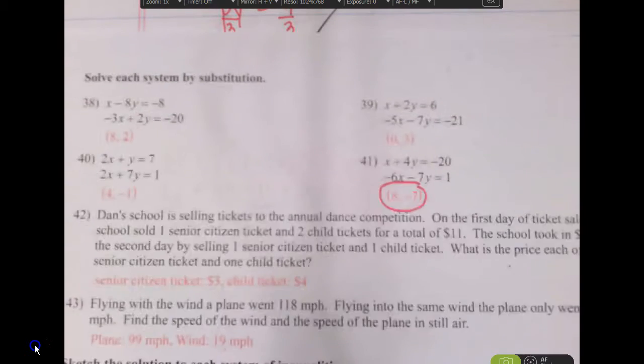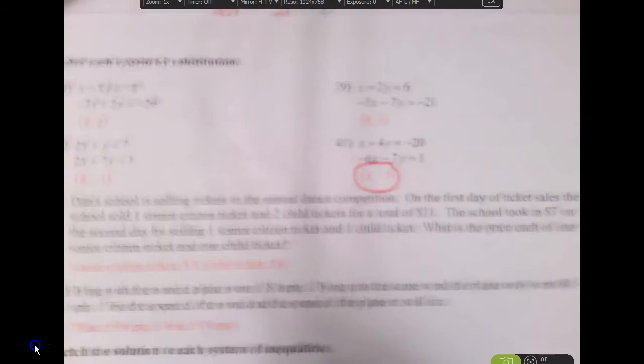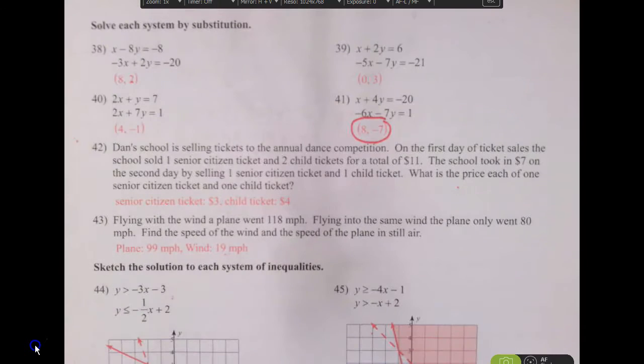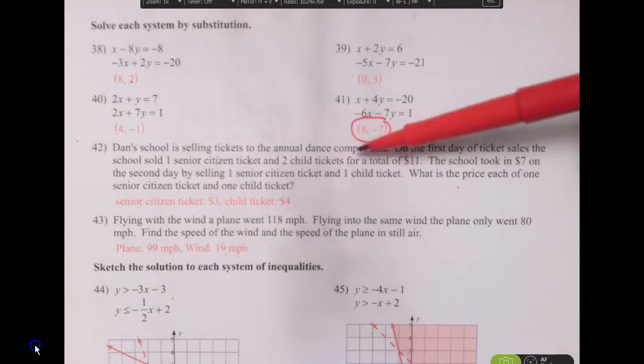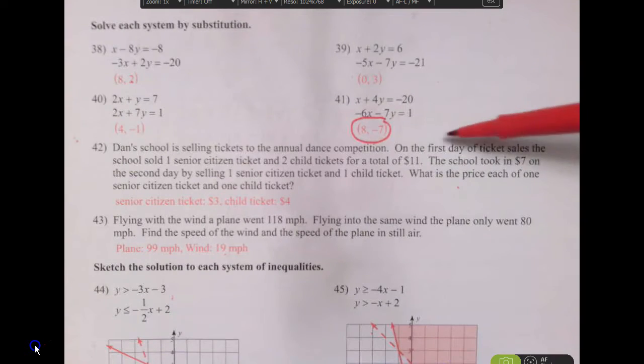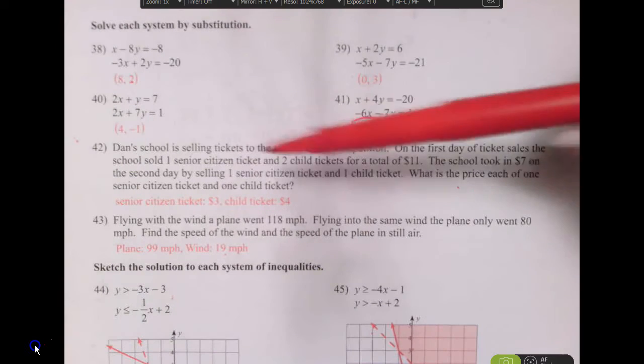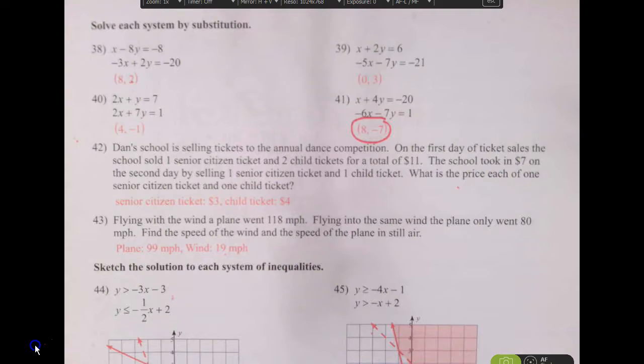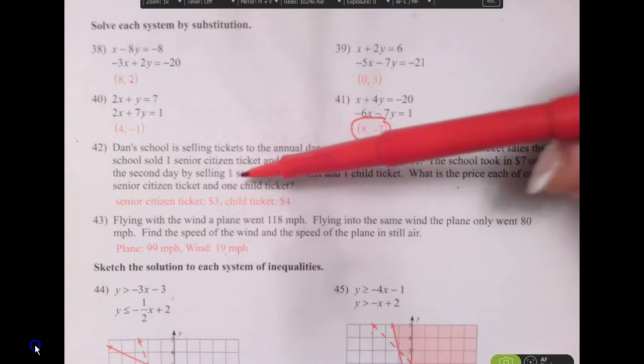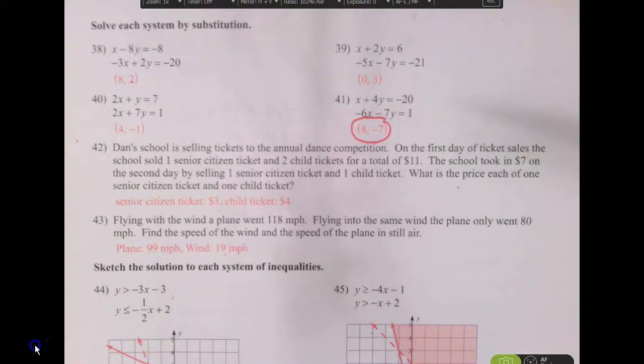And number 42, let's read the problem and set it up, and then you can solve for it. Dance school is selling tickets to the annual dance competition. On the first day of ticket sales, the school sold 1 senior ticket and 2 child tickets for a total of $11. The school took in $7 on the second day by selling 1 senior ticket and 1 child ticket. What's the price of each senior ticket and 1 child ticket?